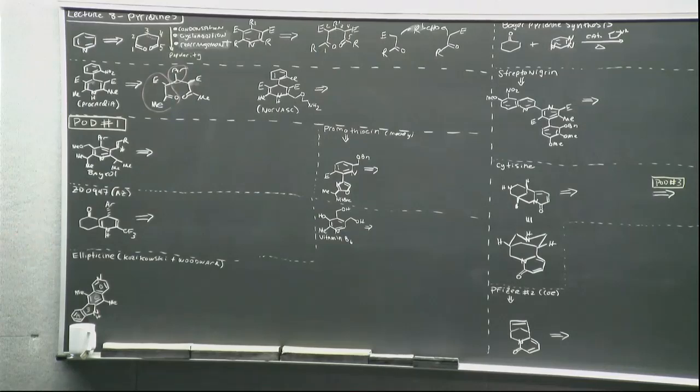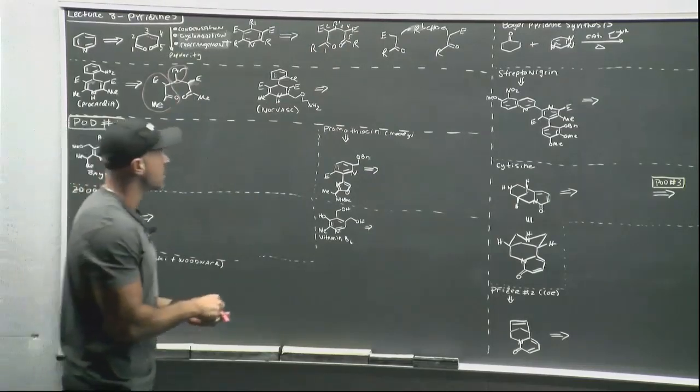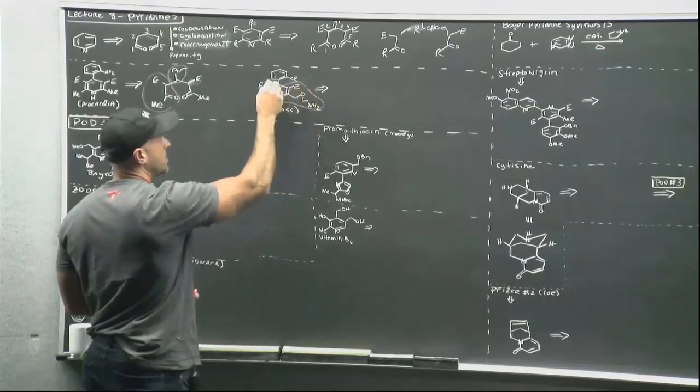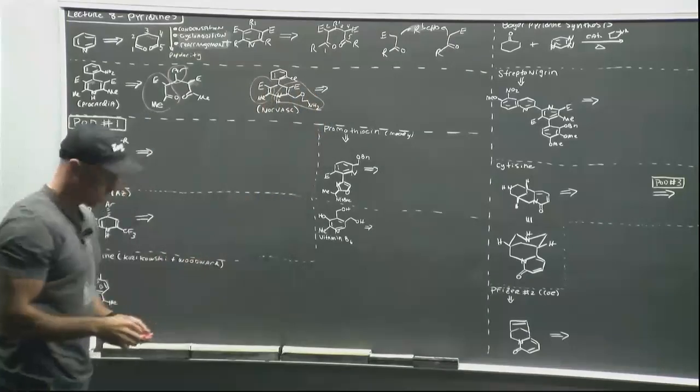Norvasc is a little bit more complicated because we've got differential groups here. So these two first examples were sort of the dump-and-stir case because it's symmetrical. But if it's not symmetrical, it just means we're going to have to do things in a little bit of a stepwise fashion. So we would first, in this case, just disconnect by looking at this piece separately from that piece.